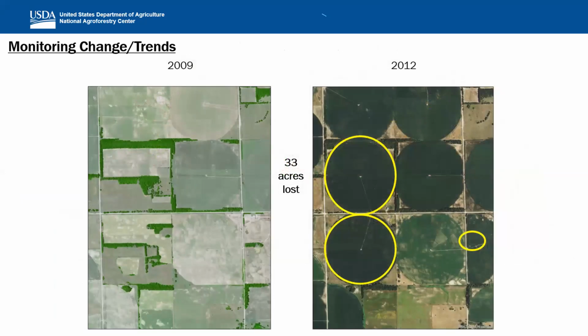So we talk about monitoring change or trends with easily available aerial photography. We can look at the landscape and see what's going on. Here's an example. This series shows the same fields over a 3-year period. You can see about 33 acres of trees were lost there. And for those who may not be familiar with the landscape here in this region, those circles on the fields are center pivot irrigation.